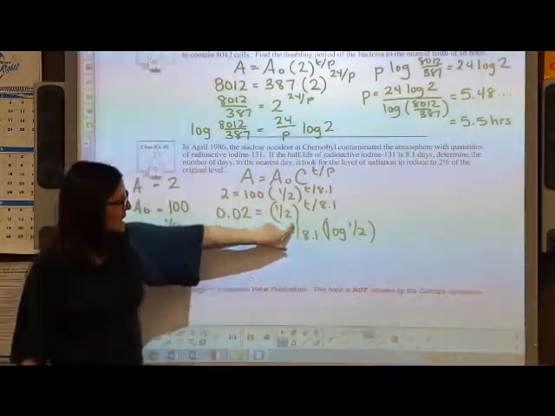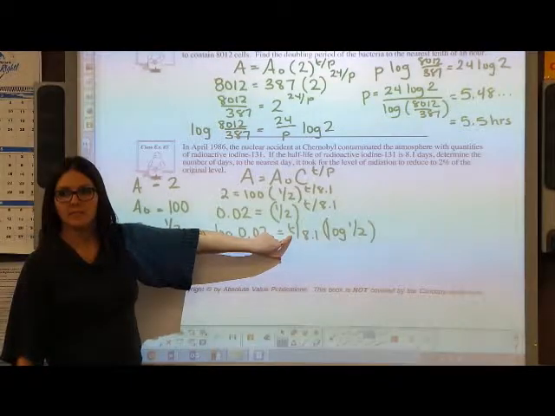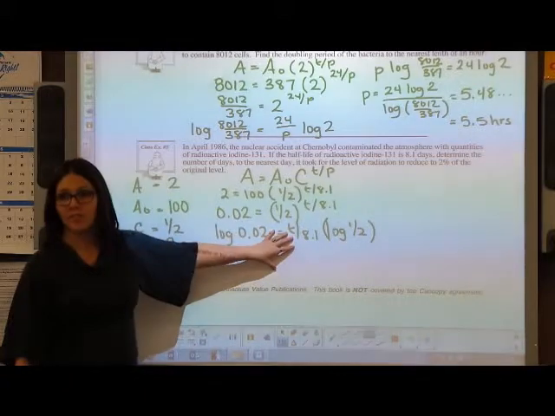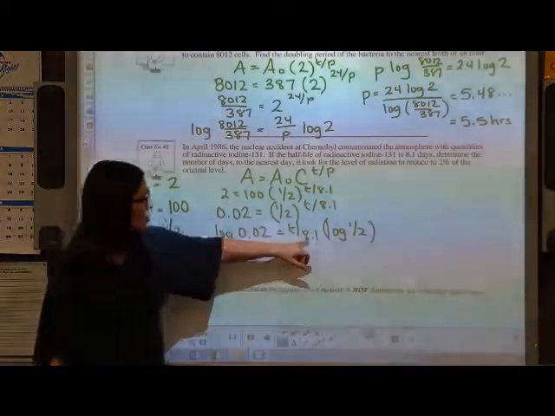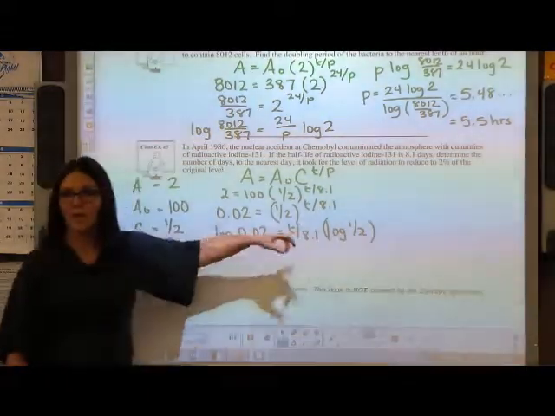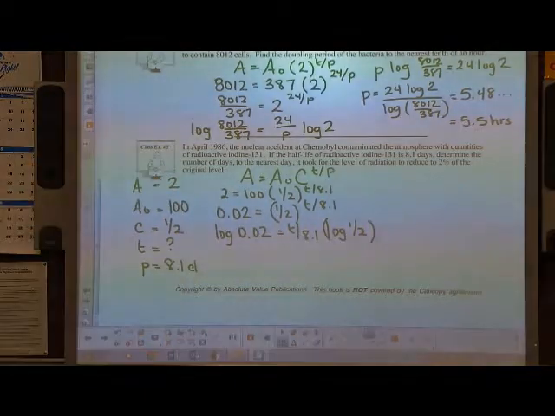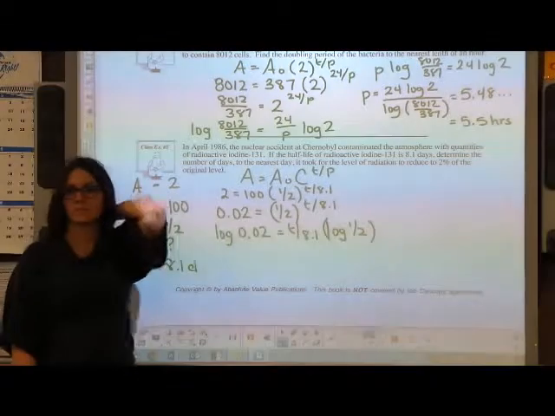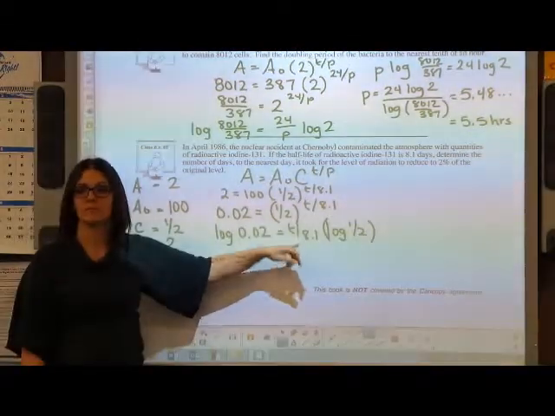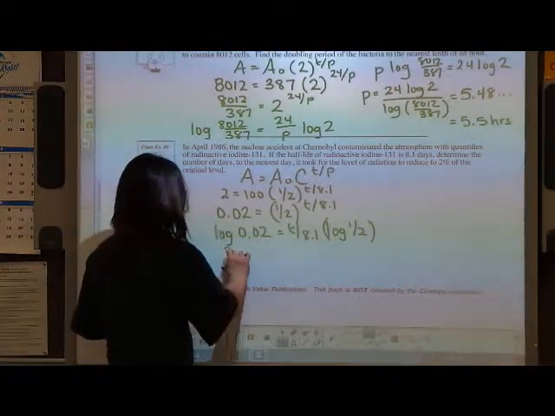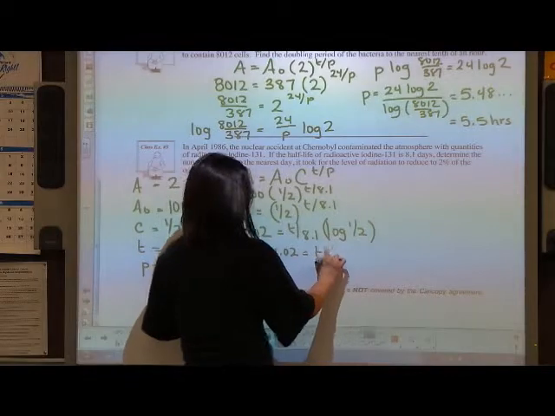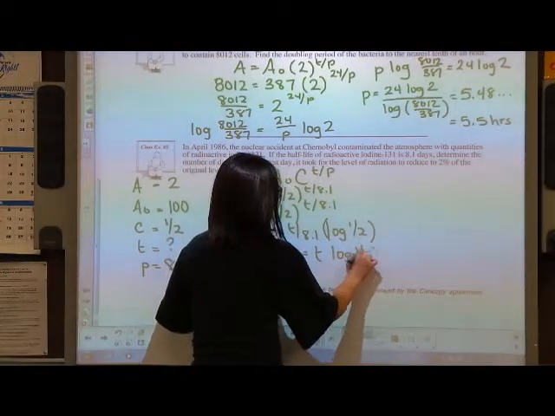Okay? Now because T is a numerator, I need to get rid of the other stuff. So if I look at this 8.1, the operation that is happening with the 8.1 is what operation? Dividing it. So how do I get rid of it? Multiplying. So 8.1 times log 0.02 equals T times log 1/2.